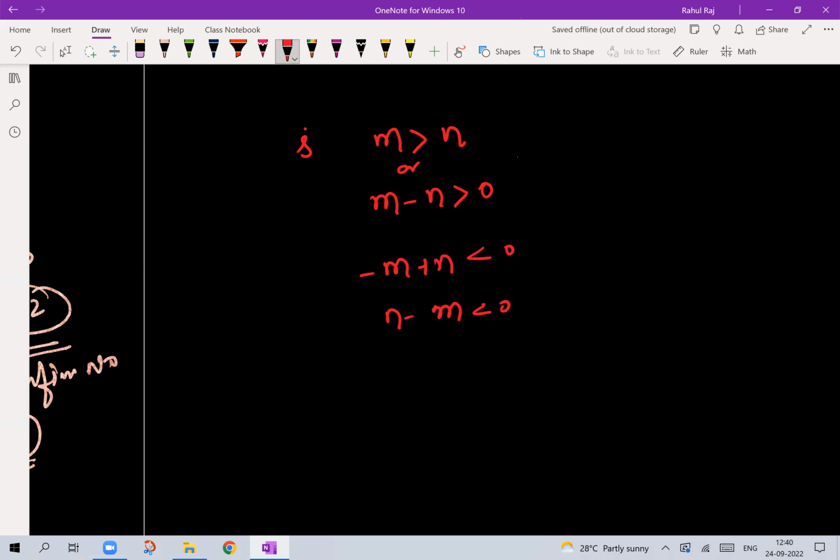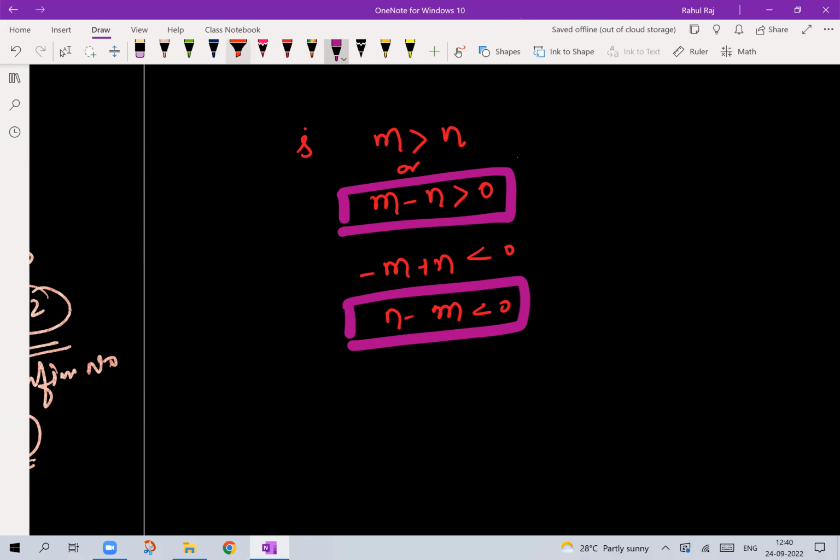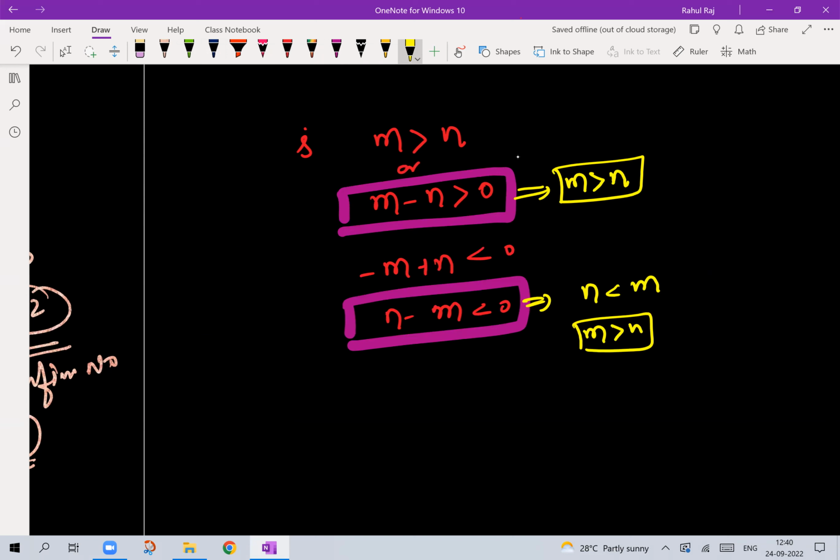But the point is, if at all you are a bit confused, these are the two statements that you have. Now check here. If I convert this equation, it straight away gets converted to m greater than n. Here it will say n is less than m. N is less than m means nothing but m is greater than n. So all the equations are converted to m greater than n. That's it. Got it. Thank you.